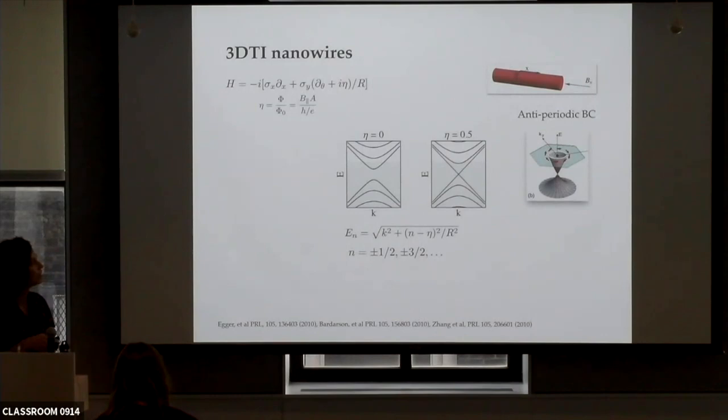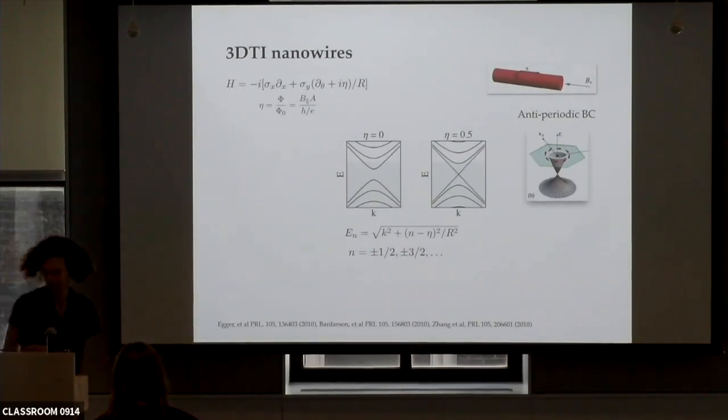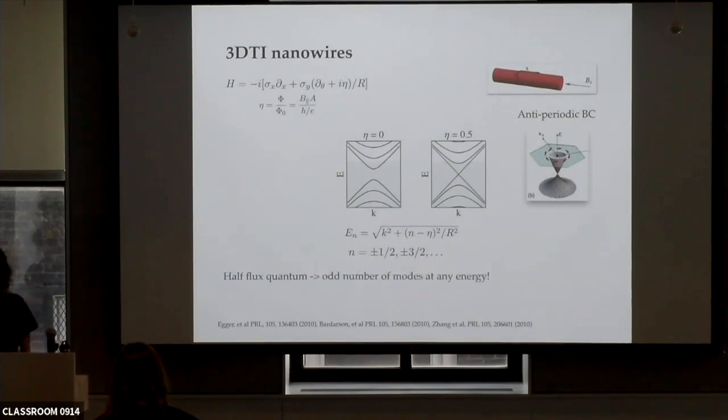which basically means, and this has a strong consequence, that it doesn't matter where you put your chemical potential, as long as it's in the bulk gap, you always have an odd number of modes. Okay, so there's an odd number of points. So half a flux quantum through the wire results in an odd number of modes at any energy.